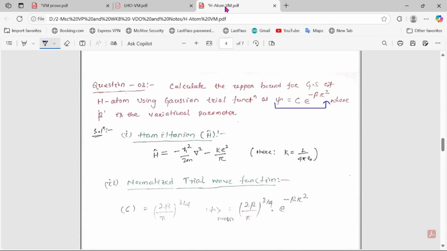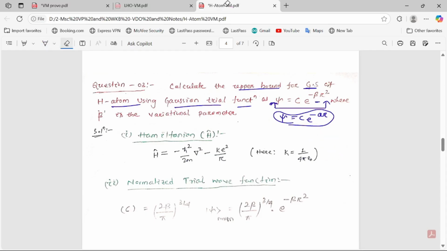I just changed the same hydrogen atom: calculate the upper bound on the ground state energy of the hydrogen atom by using a Gaussian trial wave function. This is another trial wave function. In question number 2 it was C e to the minus ar, but this is a Gaussian wave function. If we consider this type of wave function, then what will be the ground state energy value of the hydrogen atom?